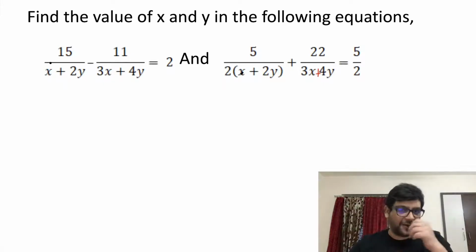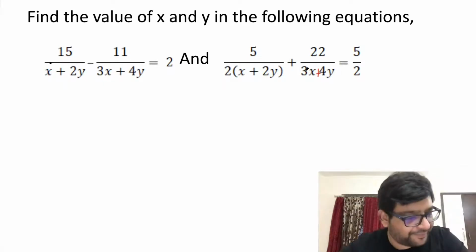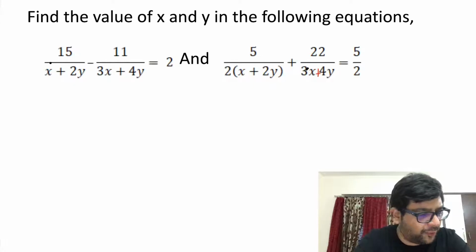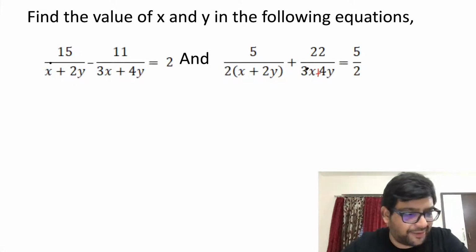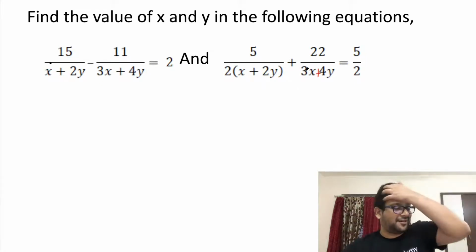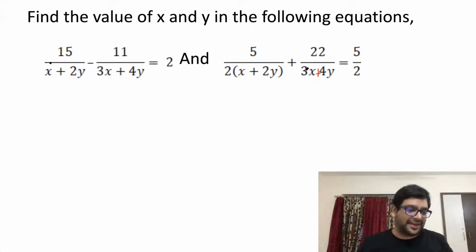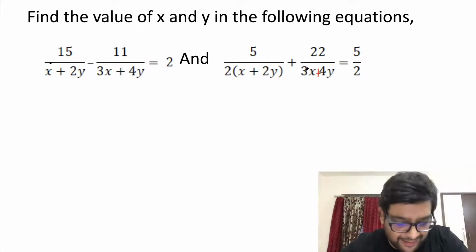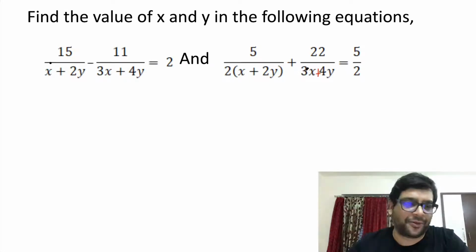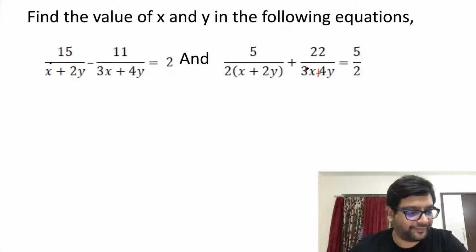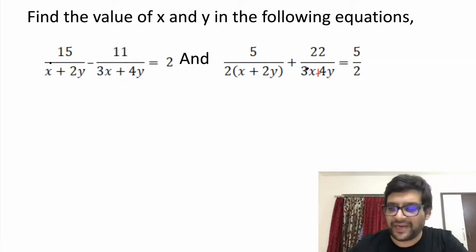This should be 3x plus 4y. Please try and solve this. What values do you get here? What answers do you get here? Now what has happened is you have shifted this x and y in the denominator, and now you need to solve this. How do you do that? What can you do? How do you calculate this? How do you get to an answer in this case?